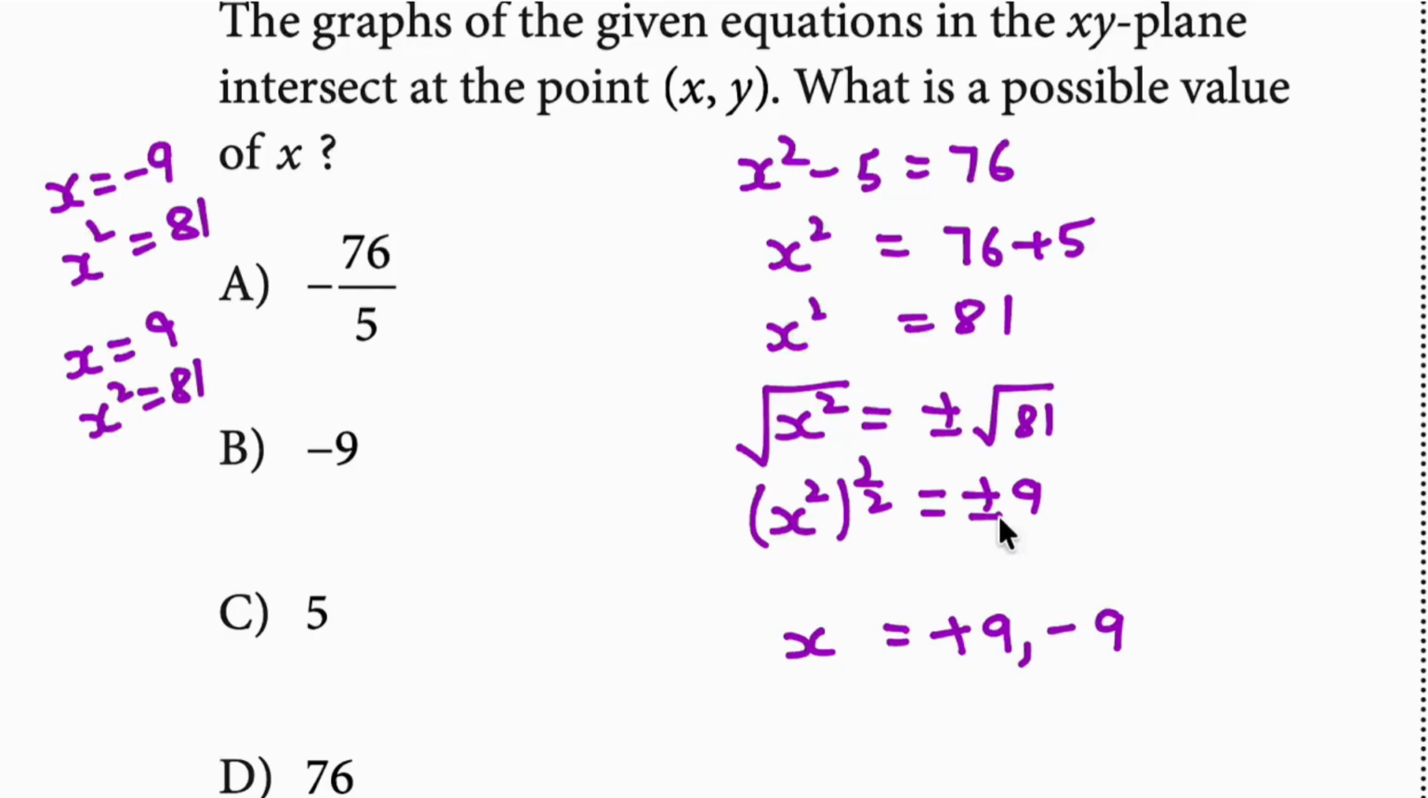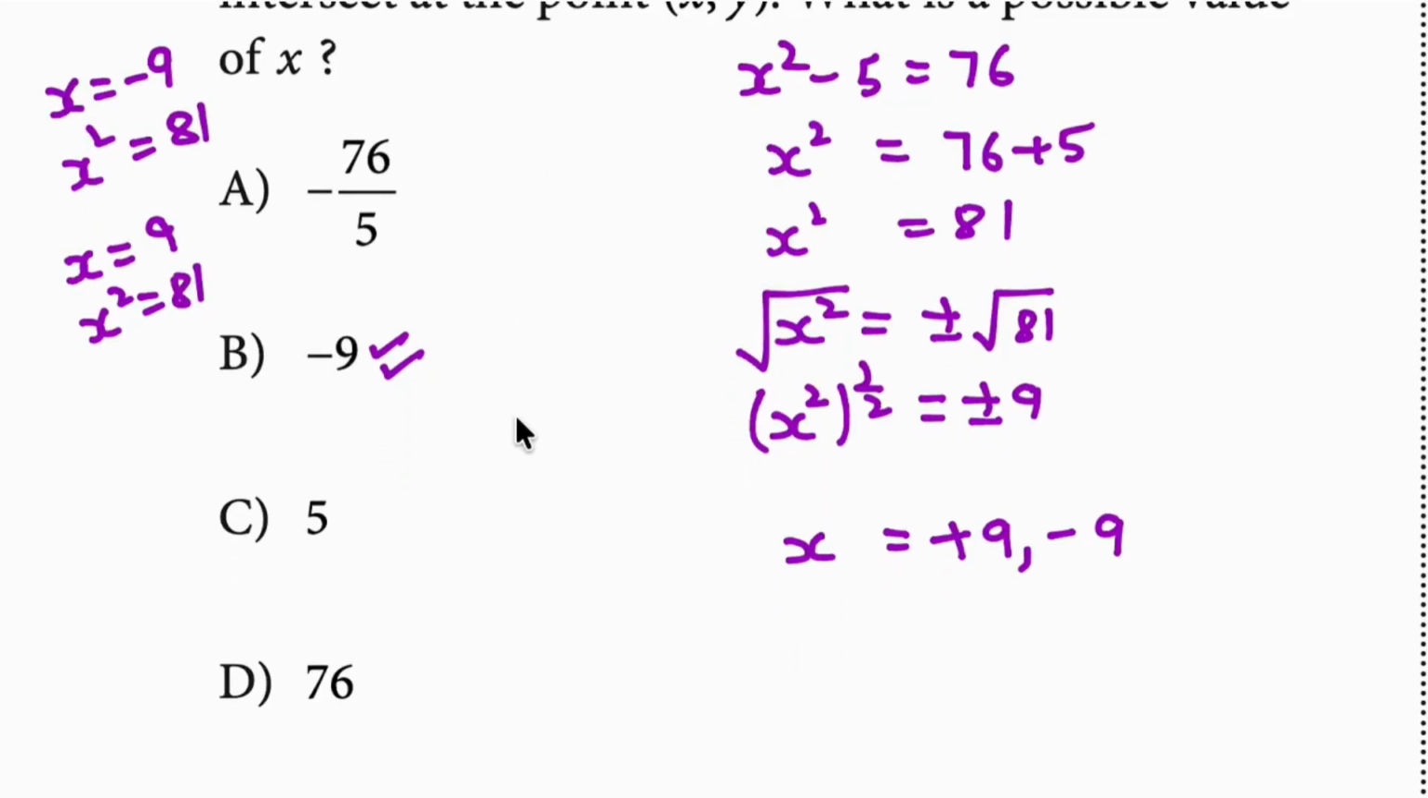Okay, now let's go to the options. What is the possible value for x? Yes, it can be negative 9 or positive 9, and because it is said possible value, so yes, negative 9 is also possible with plus 9 or positive 9.